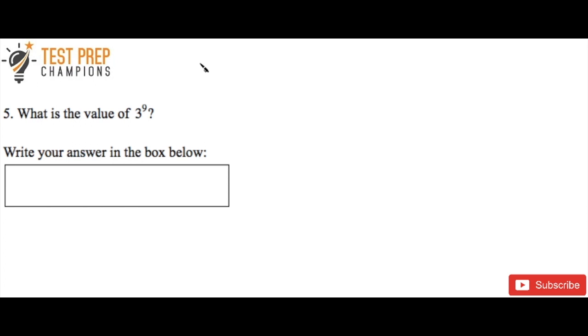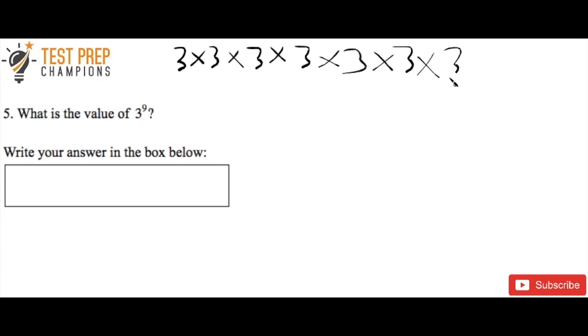Well, what you want to do is write this out by hand and then do it in your calculator. So you want to do 3 times 3 and then times another 3 times another 3, and you want to keep doing this until you get 9 3s. So let me count these up: 1, 2, 3, 4, 5, 6, 7, 8, 9.